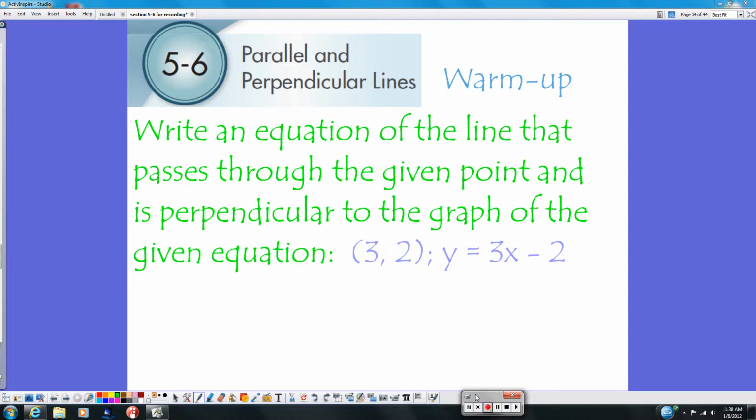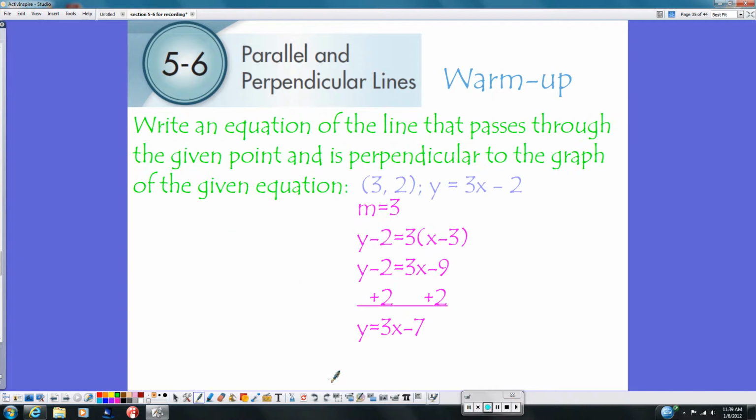I want you to write the equation of a line that passes through the given point and is perpendicular to the graph of our equation. So our point is 3, 2, and our equation is y equals 3x minus 2. So, we have a slope of 3. Since they gave us the equation in slope-intercept form, it's easy to pick out our slope of 3.